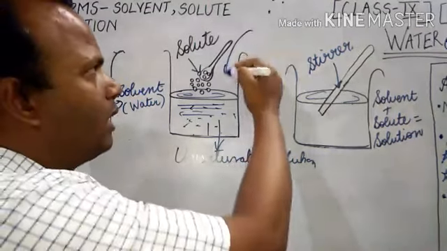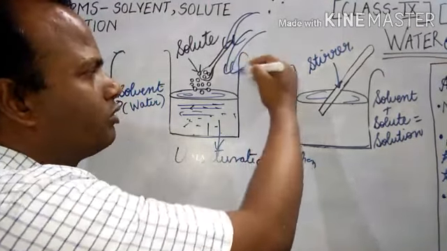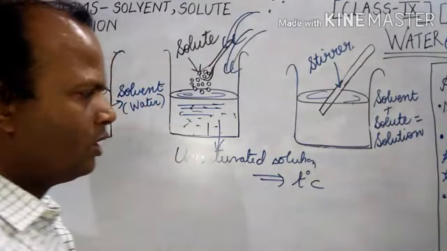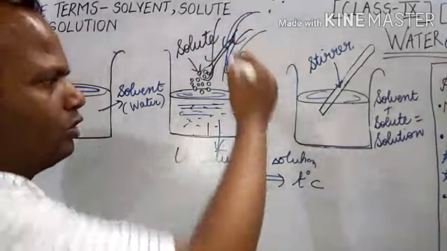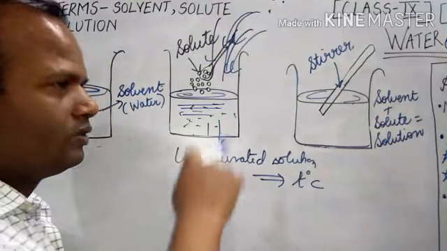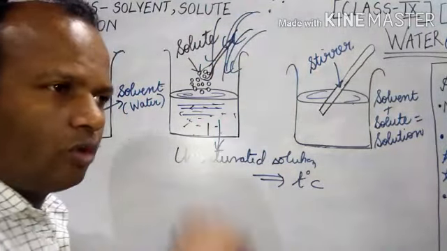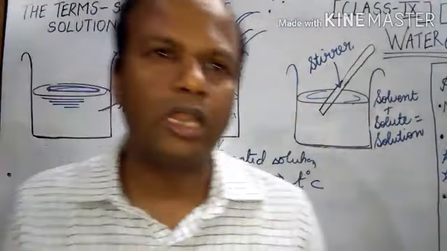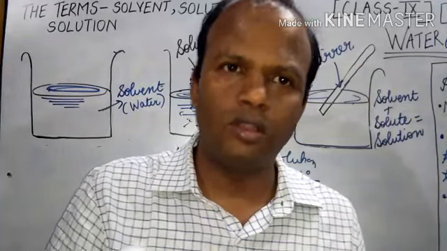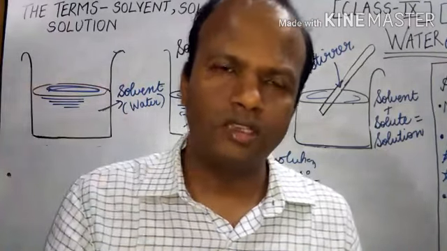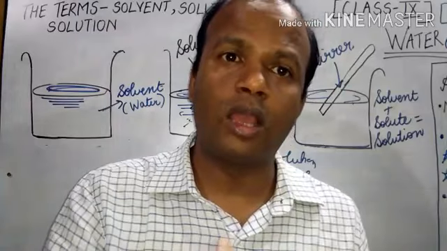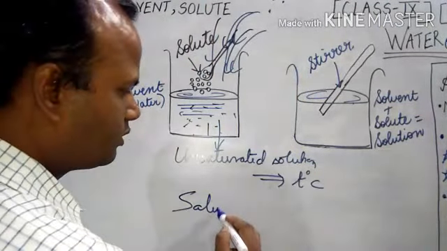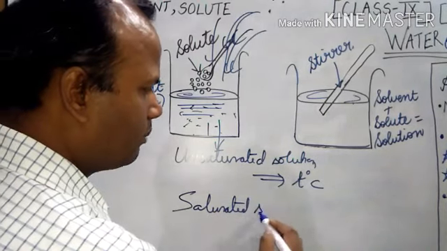Now you go on adding more solute, and this is also at a particular temperature, that is T degree Celsius. Now you go on adding more solute. So a stage will come that even after so much stirring, further solid particles will not dissolve in it. So that stage is known as a saturated solution, again at that particular temperature T. So we have got a saturated solution at temperature T.